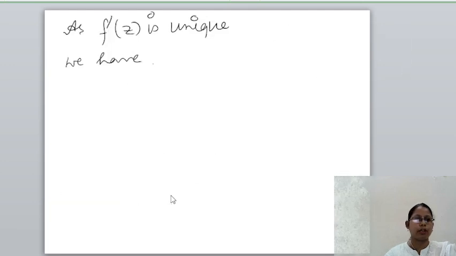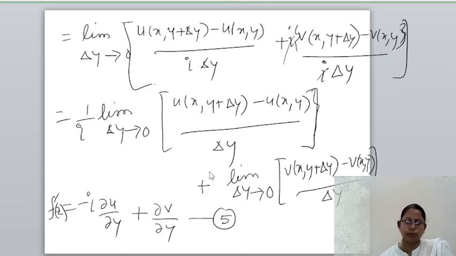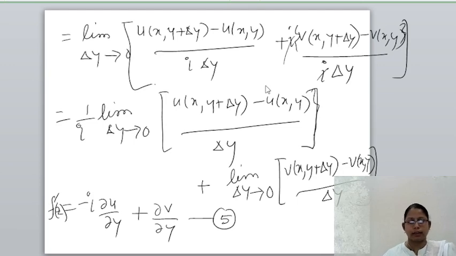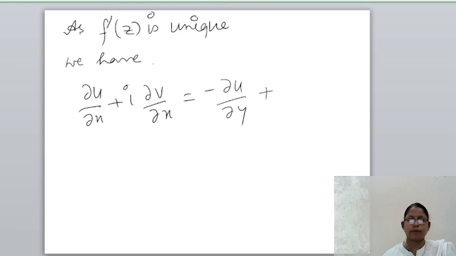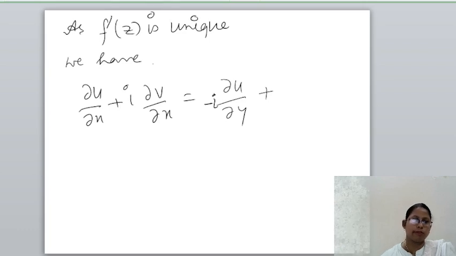So write this. We have del u by del x plus i del v by del x is equal to right hand side of equation 5, that is minus i del u by del y plus del v by del y.